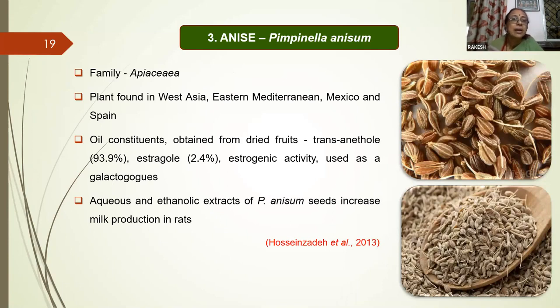Next is anise, or Pimpinella anisum. It belongs to the family Apiaceae, and the plant is found in Western Asia, Eastern Mediterranean, Mexico and Spain.